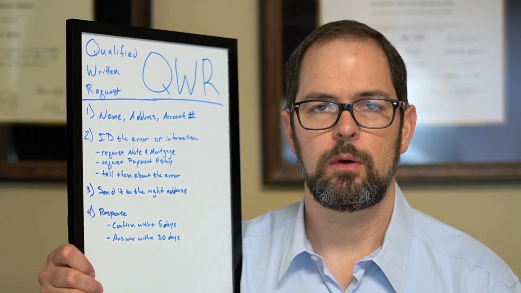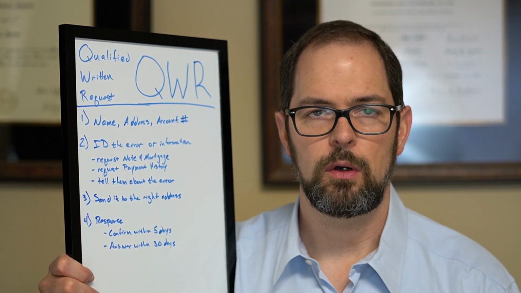In this video, I'm talking about what a qualified written request is and how to send one. A qualified written request is a notice to a mortgage servicer of an error, or it's a request for information. I've got this handy chart here. Qualified written request, QWR, as they're often called.